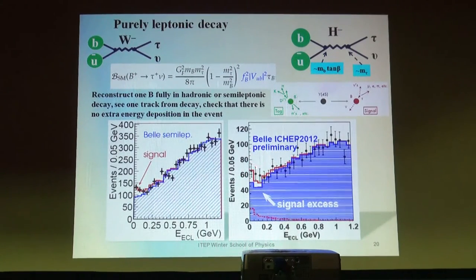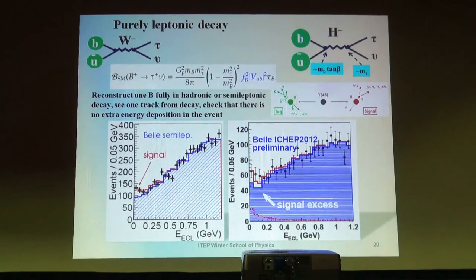And it's very difficult to see because we have a lot of neutrinos here. We cannot reconstruct them. And the idea is to fully reconstruct the second meson in the Υ(4S) decay event. And in this case, we have all particles contributing here and a single charged track from the tau decay. In addition, we should see no energy deposition in the detector. So the signal is the absence of energy deposition in the detector. It's here or here.